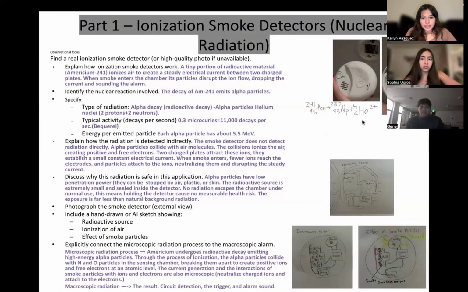The radiation is detected indirectly because alpha particles collide with air molecules. The collisions ionize the air and create positive ions and free electrons. Two charged plates attract these ions. They establish a small constant electrical current. When smoke enters, fewer ions reach the electrodes because particles attach to the ions, slowing down the current and setting off the alarm.